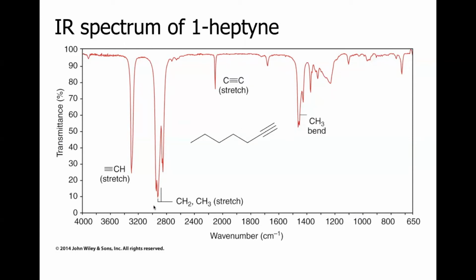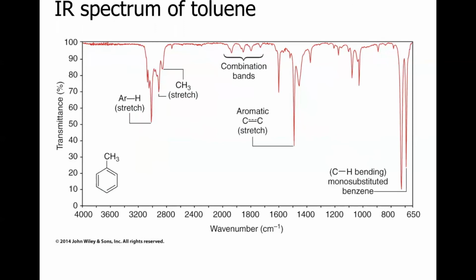If we were looking at the IR spectrum of toluene, so toluene is benzene, the 6-membered ring with double single bonds around, and a CH3 group off of it. So if we look at that, we see a very different spectrum.